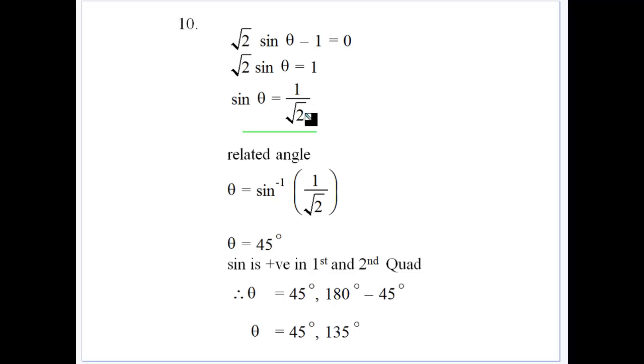But make sure you can do these simple ones really well, because everything we want to do with our trig equations comes down to getting it back to something like sine theta is equal to 1 on root 2, and then being able to solve from there.